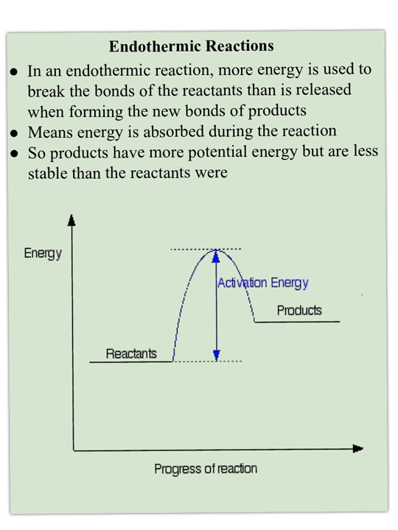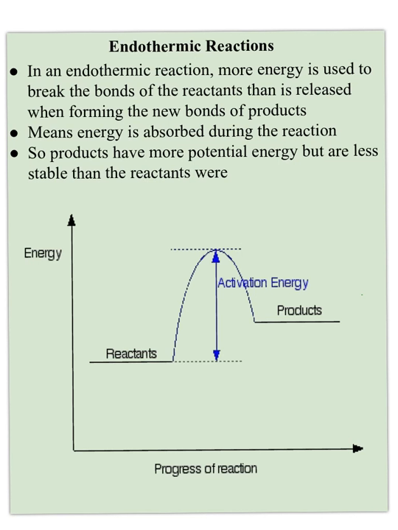So the last thing to talk about is this idea of endothermic and exothermic reactions. In an endothermic reaction, more energy is used to break the bonds than is used or released to form the new bonds. So it means energy is absorbed. Endo is just like it was back in biology: endo means inside, exo means outside. So endo means energy is going into your products, or energy is absorbed during the reactions. So it means your products have more potential energy, but they're less stable.